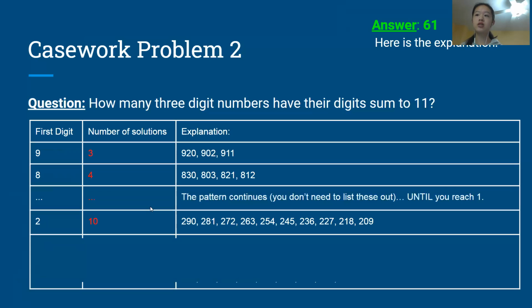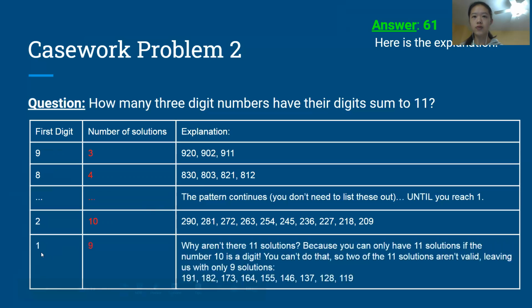But if the digit is 1, we only have 9 solutions, not 11. Why not? Well, if you notice the way the solutions are listed out, you can see that in the solution for 2, we have this number 290. If that 2 became a 1, we would only have 11 solutions if the number 10 was a digit.